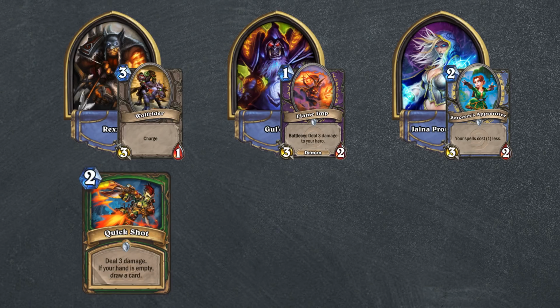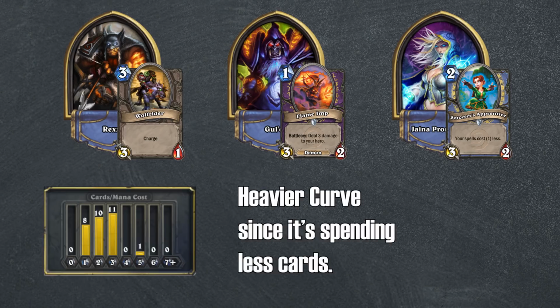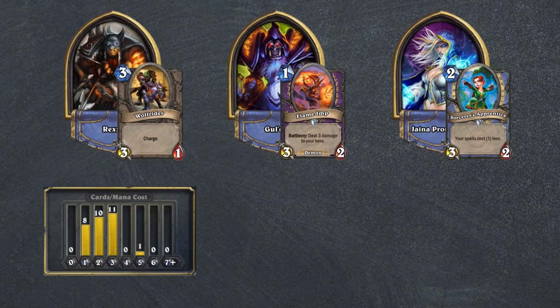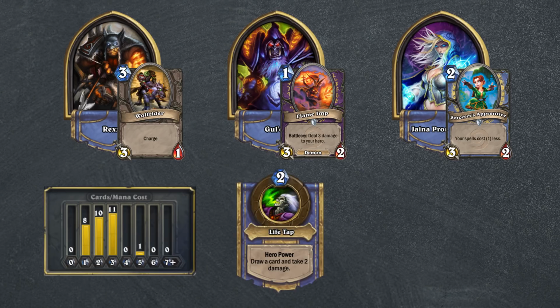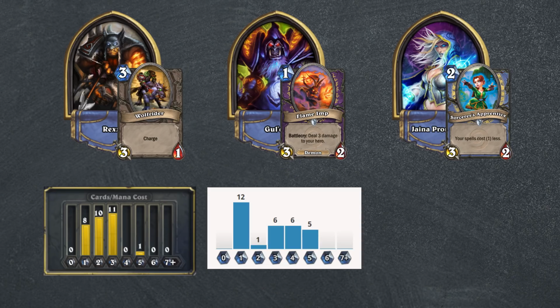Face Hunter almost never draws extra cards. As such, its curve needs to be heavier even though the deck itself is fast. Zoolock, on the other hand, has Life Zap, meaning that it can spend more cards and have a fallback plan. As such, more 1-drops in its curve.